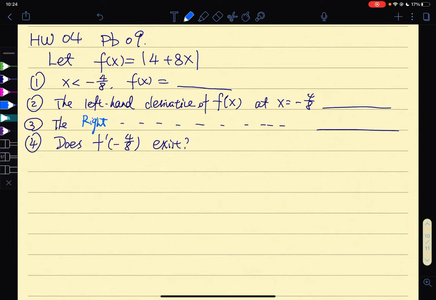So we want to discuss problem number 9, homework. This basically gives you an absolute value function and asks you to find the derivative. So the first problem is relatively straightforward.